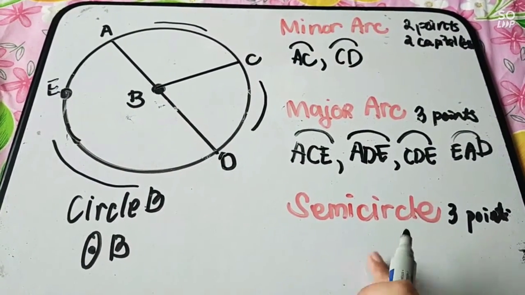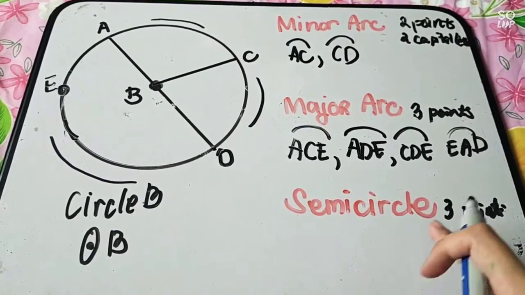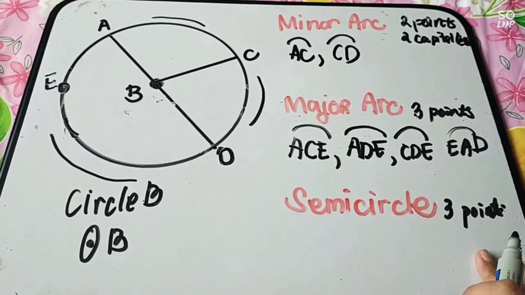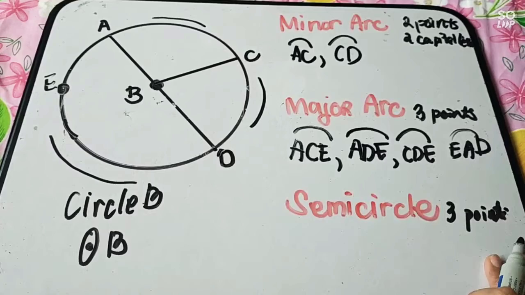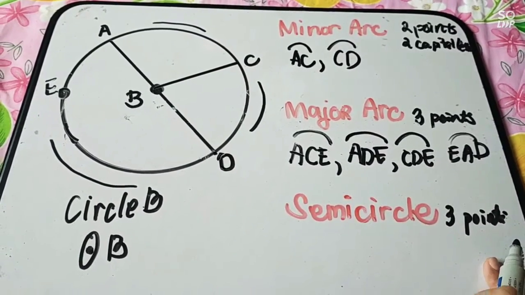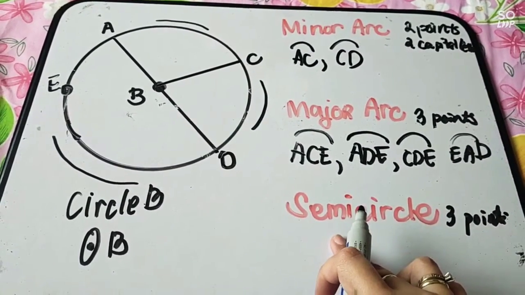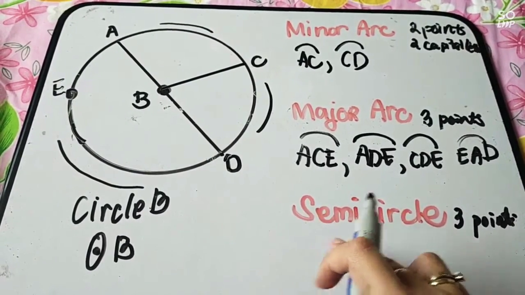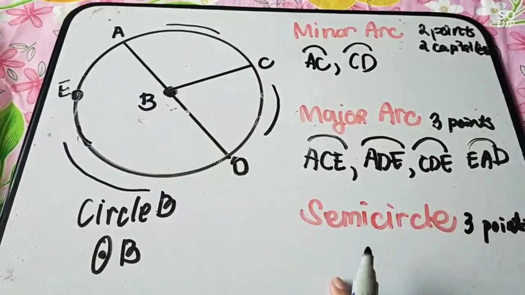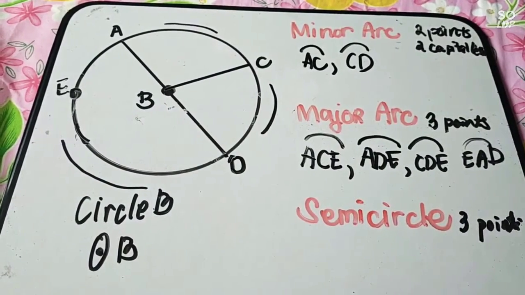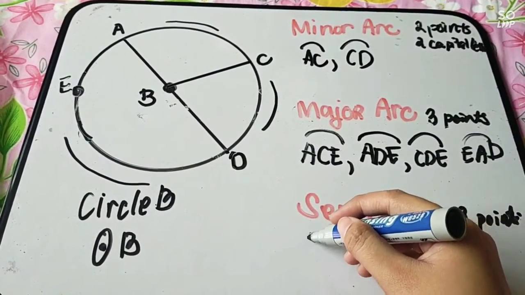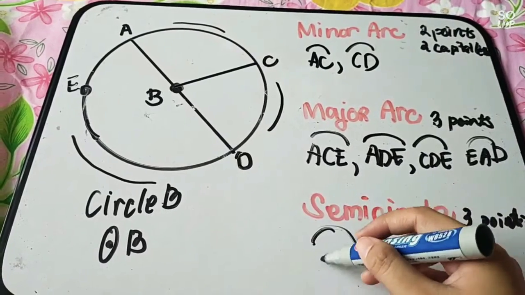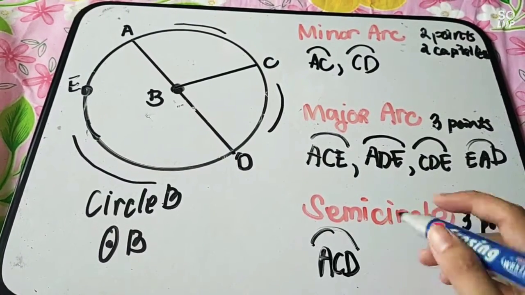Next, semicircle. In semicircle, 3 points pa din ang ating gagamitin or 3 capital letters. So, half of a circle. Ang basihan mo lagi ay si diameter pa din. So, kailangan yung dalawang dulo mo ay yung diameter mo, kasi yun yung half of a circle. Is it clear? So, ang ating semicircle ay si arc ACD.